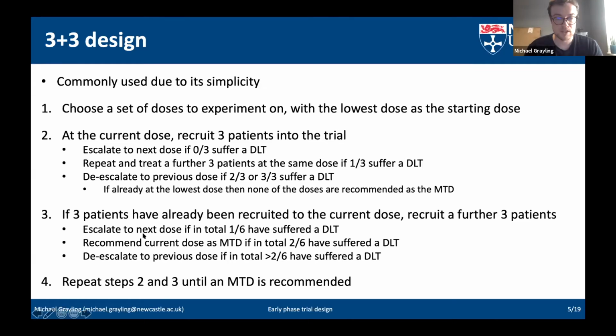If 2 out of 6 had suffered a DLT, you'd actually recommend that dose as the MTD. And if more than 2 out of 6 had experienced a DLT, then you de-escalate. And then you essentially just repeat steps 2 and 3 until you end up recommending an MTD. So this is really very, very simple. As I said, these are called rule-based designs because this is just a rule that you follow. It tells you exactly what steps you take when.